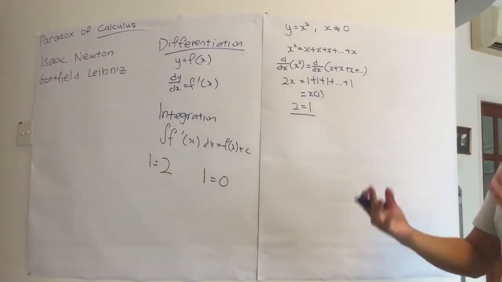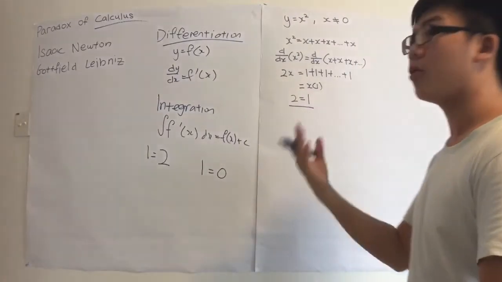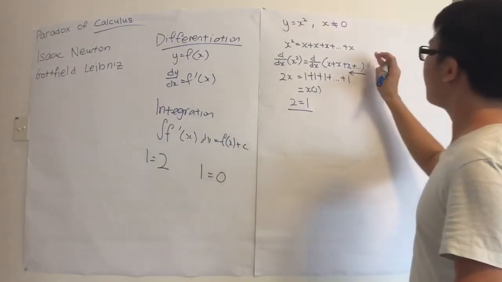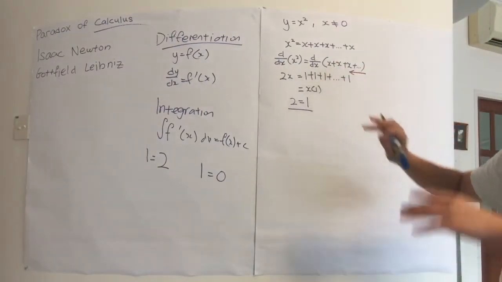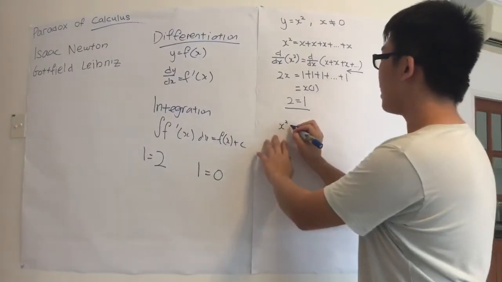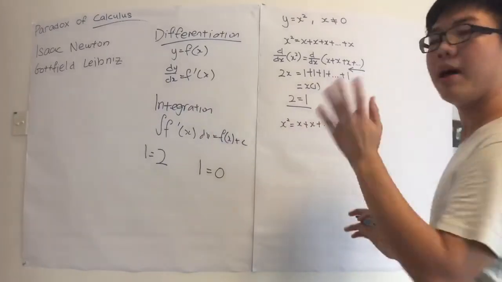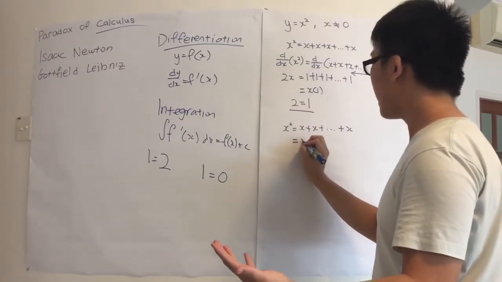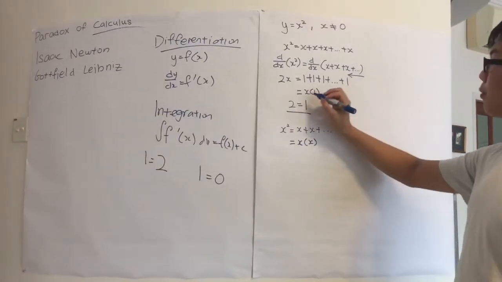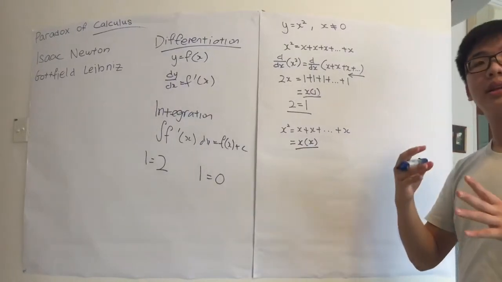Now, where is the mistake then? Everything here flows correctly, but yet they're wrong. Well, the mistake lies in this part. In the middle of these two parts, something is wrong. But you see, x squared can be seen as x plus dot dot dot plus x, but it can also be seen as x times x. If you compare this and compare this, you can see something is missing.